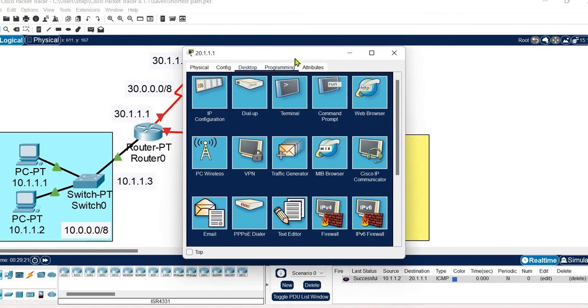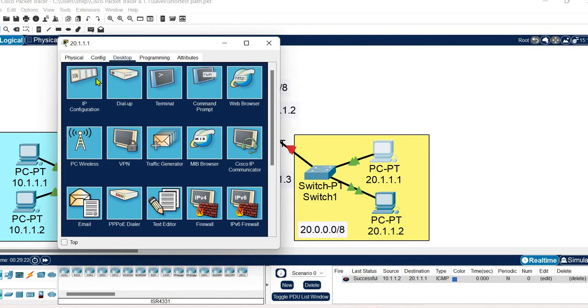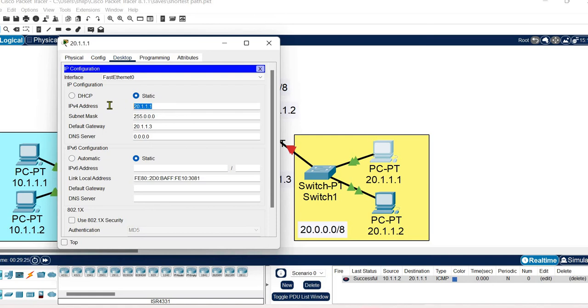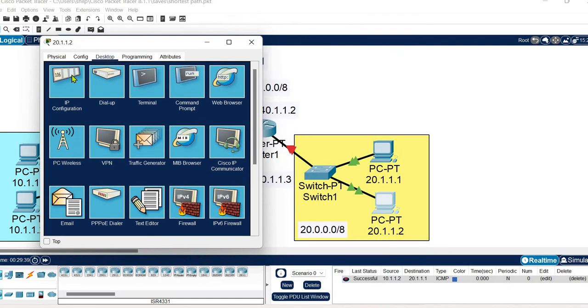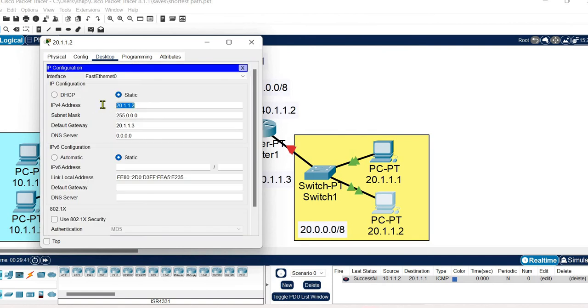Let's check the configuration of the host. For the second network, the first host is 20.1.1.1 and the gateway is the same, 20.1.1.3, as we have used the same pattern for the first network as well. For the second host, 20.1.1.2 and the gateway. Done.